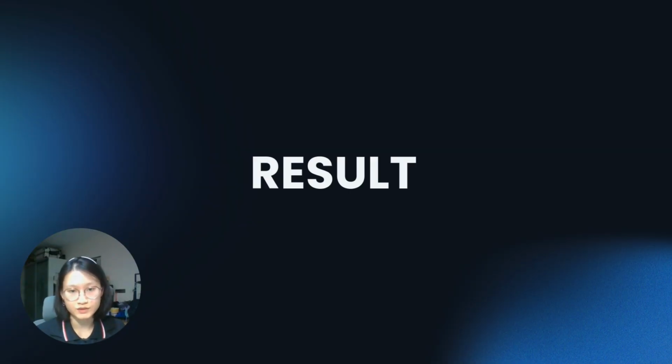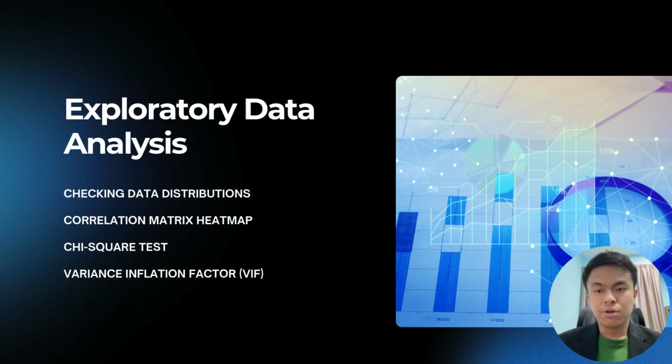developing our models. So moving on to the exploratory data analysis of our dataset, we check the data distributions, and then we have the correlation matrix heat map, the chi-square test for categorical against categorical variables, and also the variance inflation factor to check for multicollinearity of our data. We also have the analysis of the categorical and numerical variables.